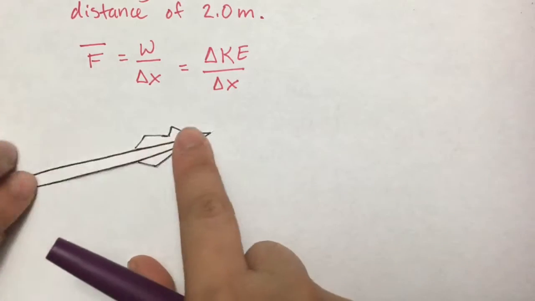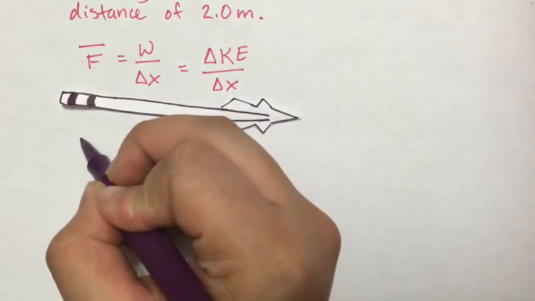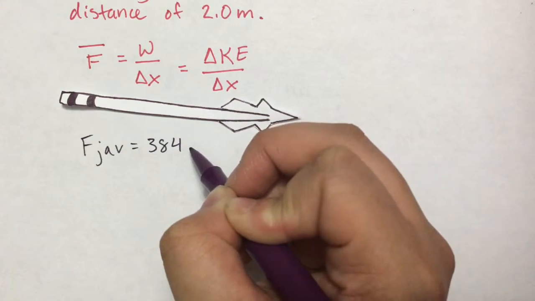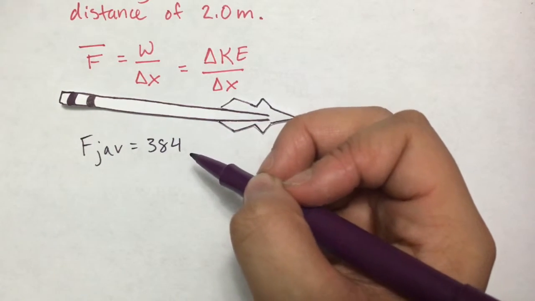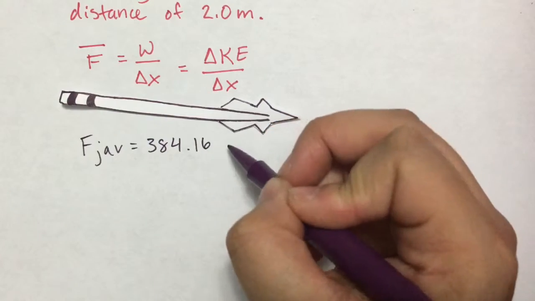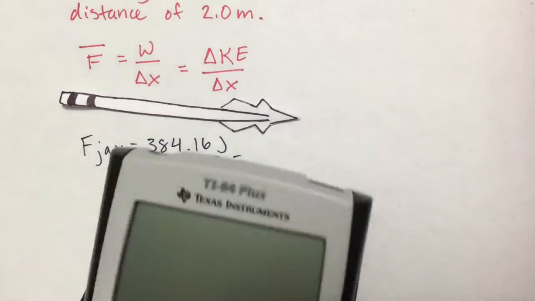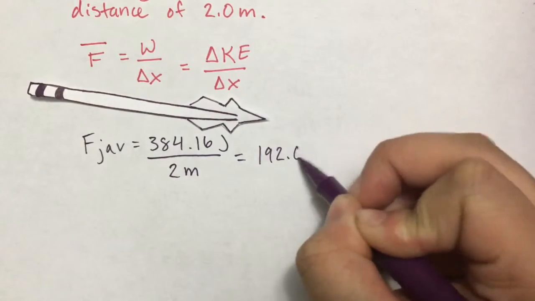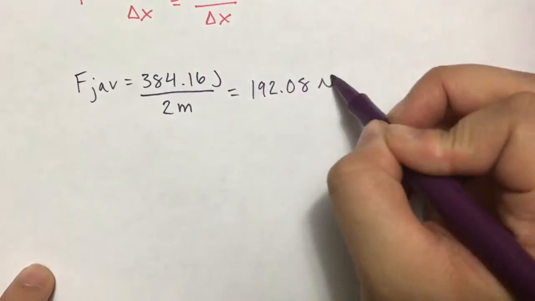So first we're going to find the force for the javelin, and we solved that the kinetic energy for the javelin is 384.16 joules, and the problem tells us to assume that the force acts over a distance of 2 meters. So we divide 384.16 joules by 2 and we get 192.08 newtons.